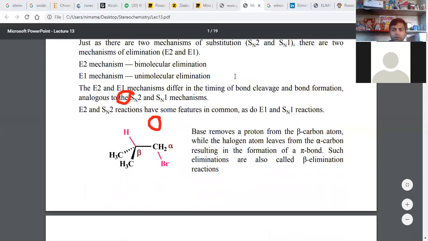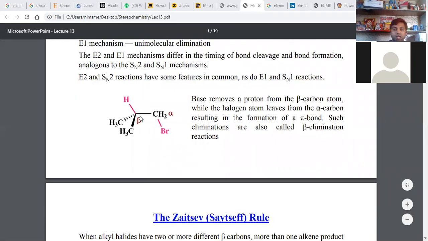You can see here, I'll just clear this. E2 and SN2 reactions have some features in common, but we are not concerned with these features. We can see in this molecule also, this is a halogen on the alpha carbon, and this is a hydrogen on the beta carbon. So this molecule loses this halogen as well as this hydrogen.